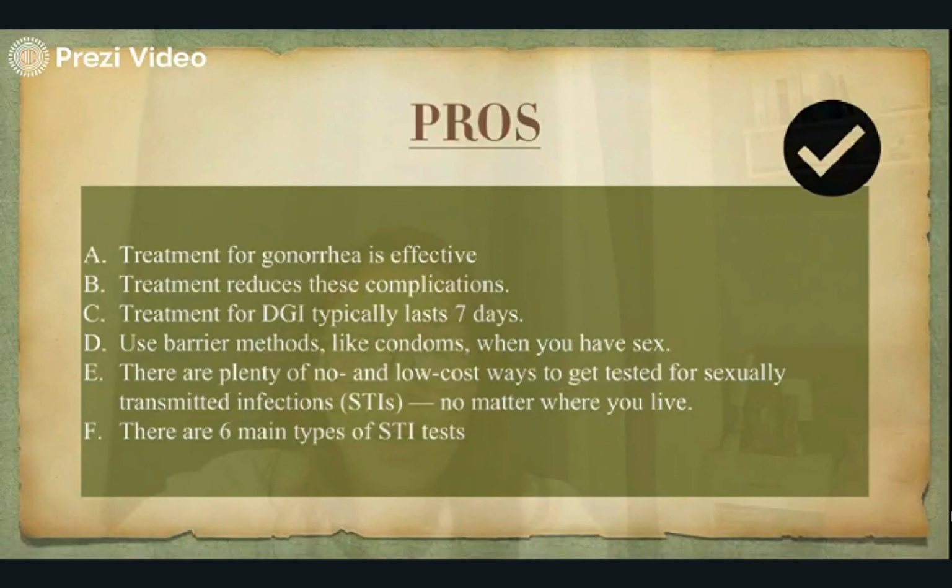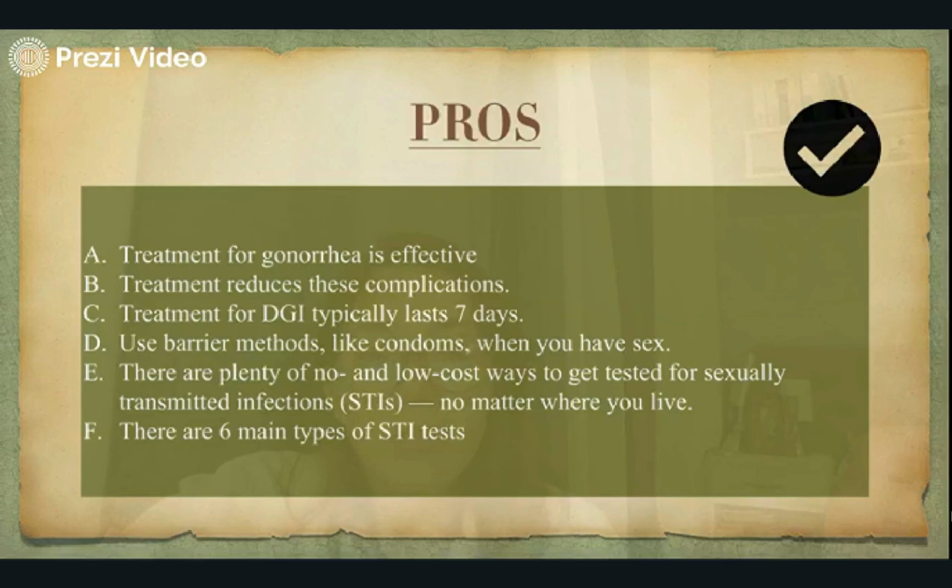Now we have the pros. First, the treatment for gonorrhea is effective. The treatment reduces these complications. Use barrier methods like condoms when you have sex. Also, the treatment for DGI typically lasts 7 days. There are plenty of no and low cost ways to get tested for sexually transmitted infections, the STIs, no matter where you live. And there are 6 main types of STIs.